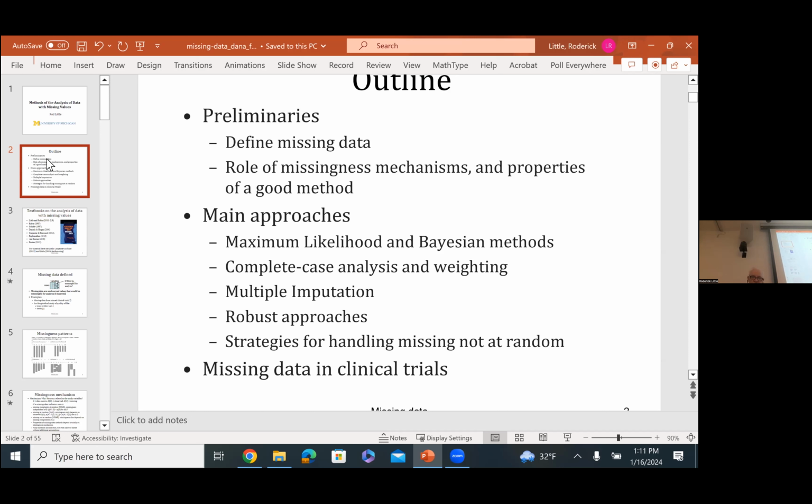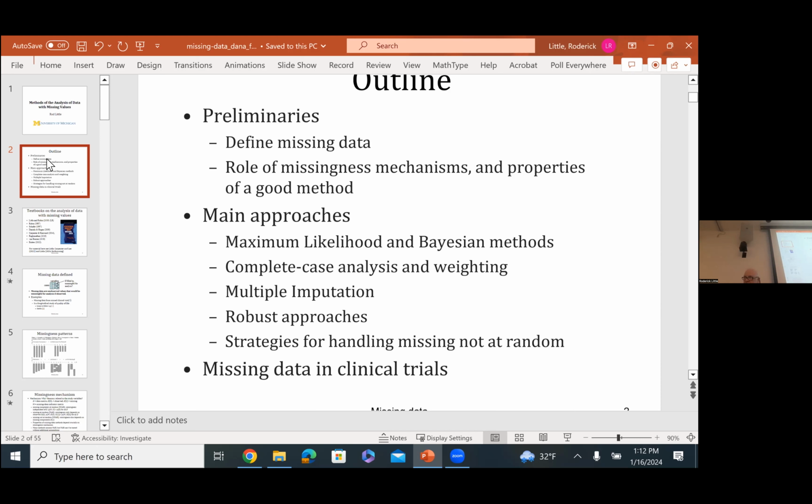Then I'm going to talk about main approaches to handling missing data: maximum likelihood and Bayesian methods, complete case analysis, which is just to discard any of the cases that have missing values, and weighting, which is a variant of complete case analysis, and also some hybrid methods, which I'll discuss. Then multiple imputation, which is one of my favorite methods for handling missing data. I'll talk a bit about robust approaches to handling missing data, and then what to do when you have data that are missing not at random, as I'll define in the first pass.